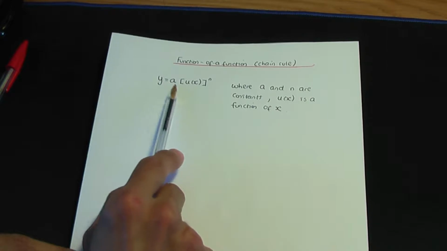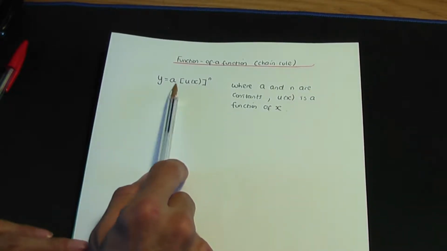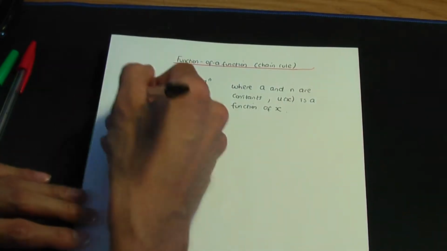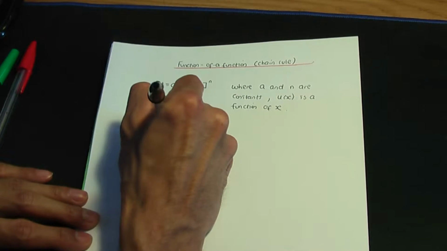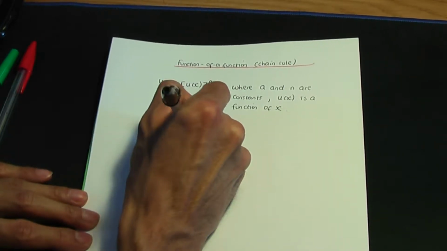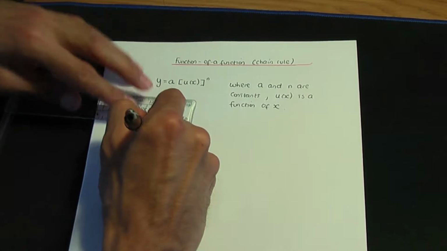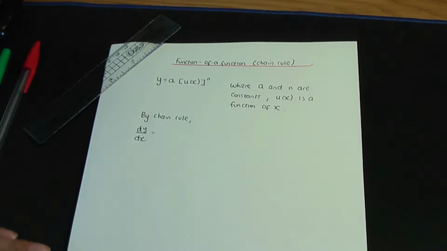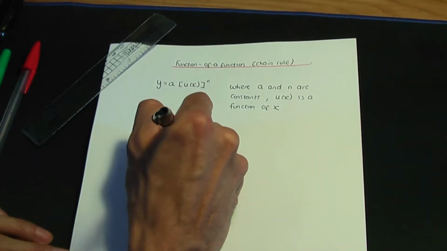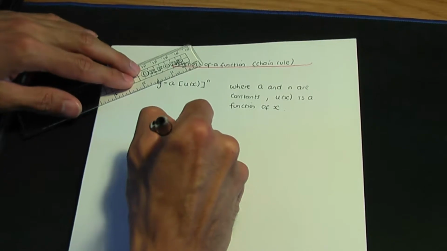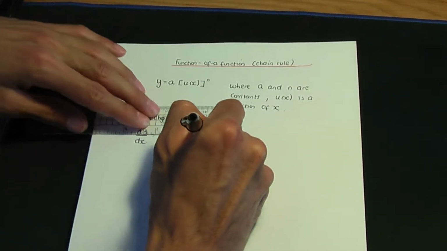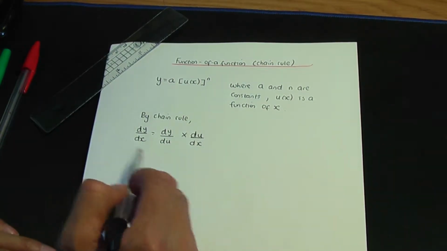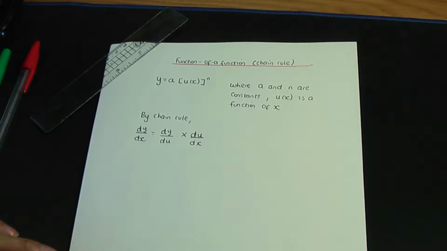Okay, so let me show you the chain rule, and let me apply it to a function of this type, y equals a u(x) to the power of n. Remember, a and n are constants, u(x) is a function of x. So let me write down the chain rule. By the chain rule, to work out dy over dx, or the gradient function, we need to calculate dy by du and multiply that by du by dx. That is what I mean by the chain rule, or the function of a function rule.